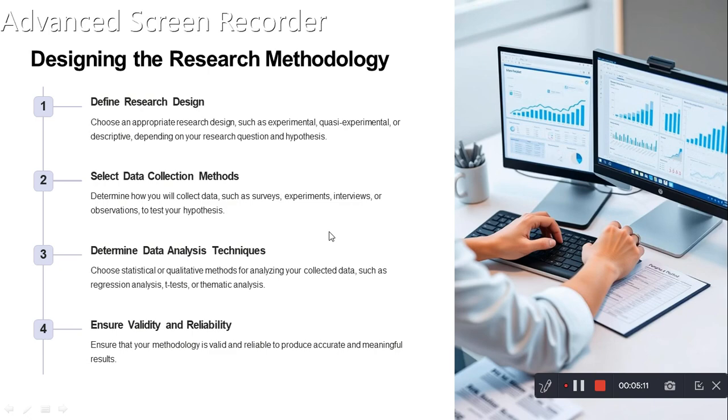If you are taking any method, you should justify that your method is the best for detecting lung cancer or detecting breast cancer. Like that, in each and every research paper, you should justify your results. That we can call validity and reliability. Okay, this is the design of the research methodology.